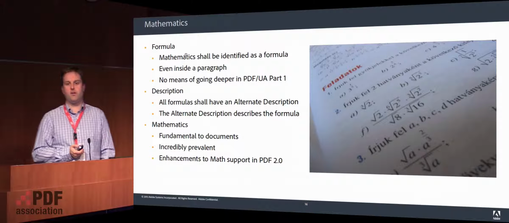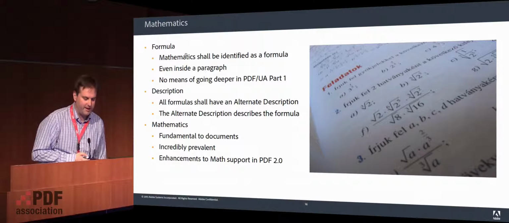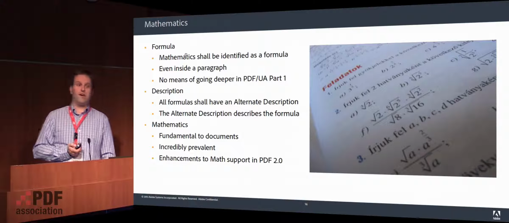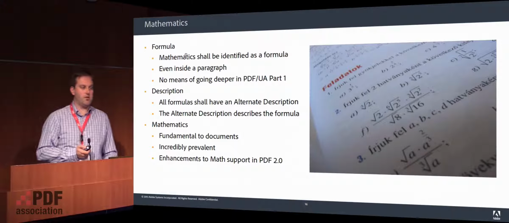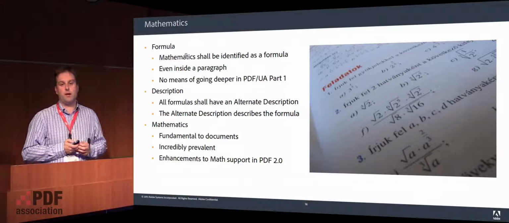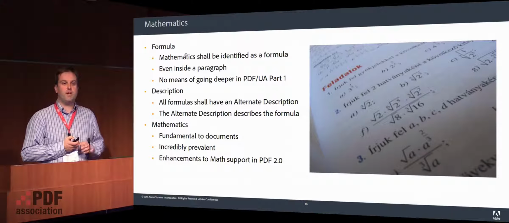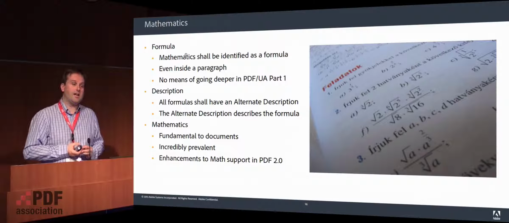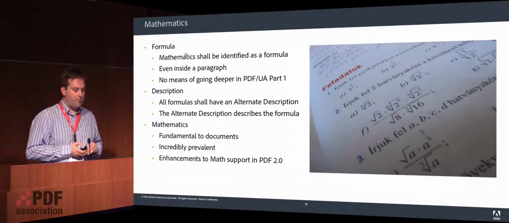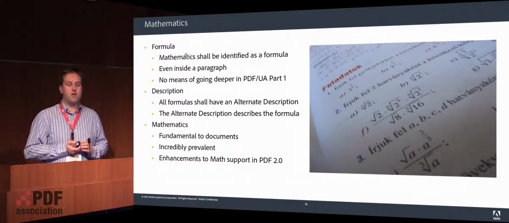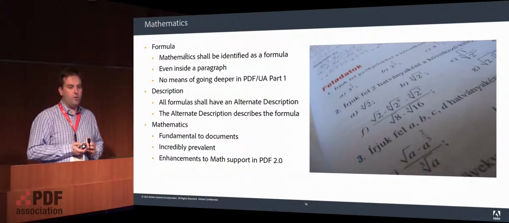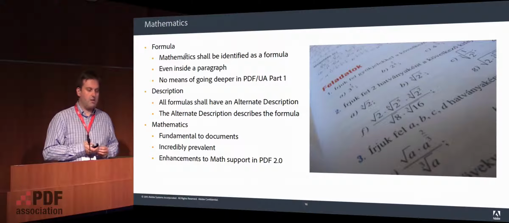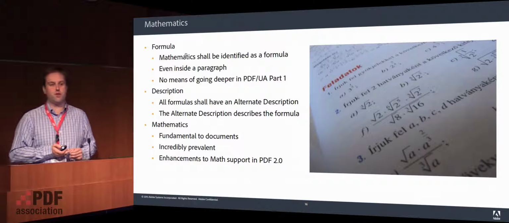Mathematics is incredibly common in documents. Most people consider it to be a fundamental part of writing. And traditionally, it's not very well conveyed in documents. It's usually typeset, and the typeset is quite hard to consume. If I try to read a mathematical formula from a document using standard software, you're going to get a bad experience. And so in PDF/UA Part 1, there's not too much we can do with that. What we've basically said is you shall identify mathematics as a formula, and you shall provide descriptions of the content.